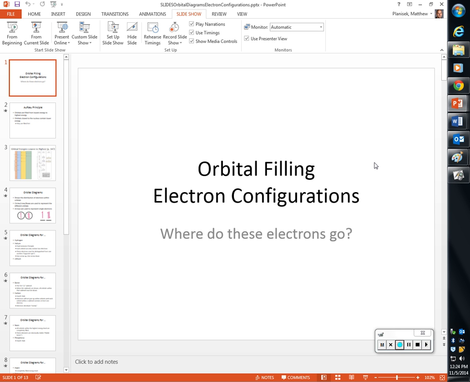Third rule. Hund's rule. What does Hund's rule tell us, Kenny? You have to have one electron in each orbital in the same sublevel before we start pairing up. So electrons will distribute themselves as evenly as possible as long as they can. Good. Okay.